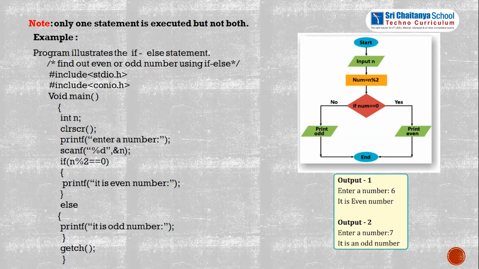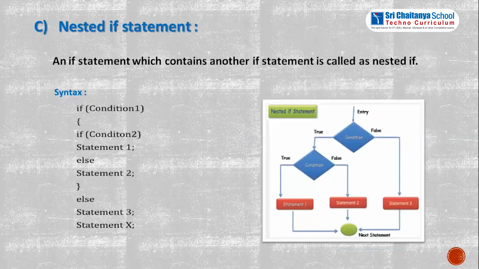Remember children, in the previous if statement example, we checked for another condition, if n modulo 2 not equal to 0. But here, since we are using an if else statement, immediately after this we have an else statement, and then we just give printf it is an odd number. Hope you understood the difference. When I have to check for one condition, I go to my simple if statement. When I have to check for two conditions, I use my if else statement.